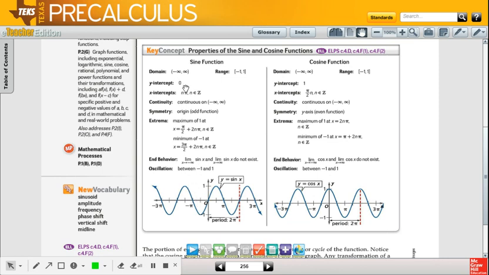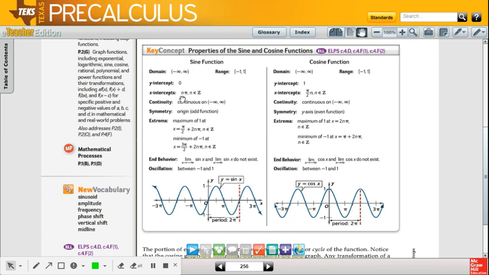Now our y-intercept is at 0. Now our x-intercept is n pi, where n is a natural number, n is a variable. Whatever n is, your x-intercept will always be at a multiple of pi. So if n is 7, you will have an x-intercept where x equals 7 pi. If n is -3, you will have another x-intercept where x equals -3 pi. Now symmetry, not going to go in much detail, it's an odd function and it's symmetric about the origin.